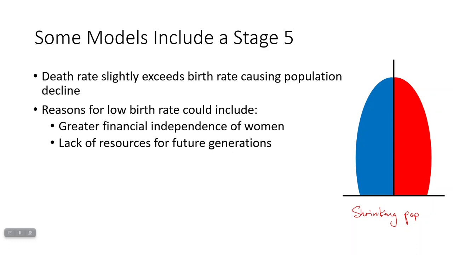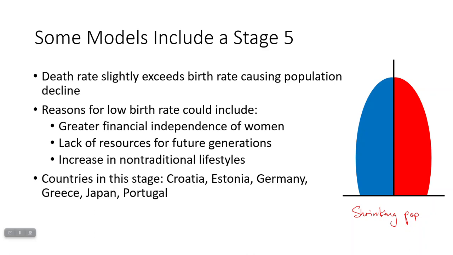People are planning for the fact that there might be a lack of resources for future generations. There may be an increase in non-traditional lifestyles where there's less pressure on couples to have children. And some of the countries that are in this stage are Croatia, Estonia, Germany, Greece, Japan, and Portugal.